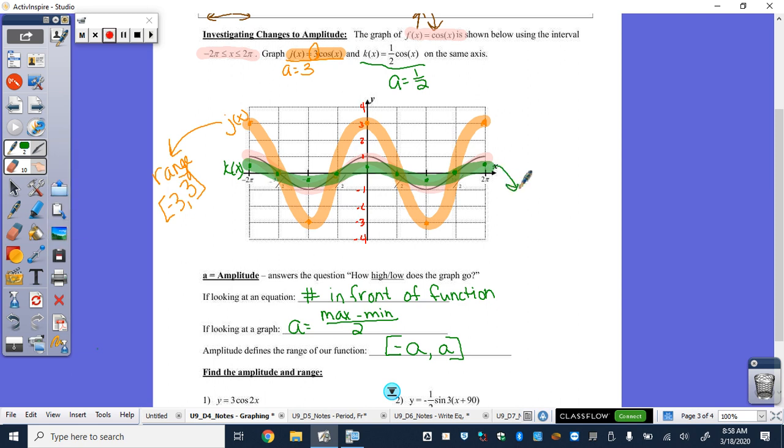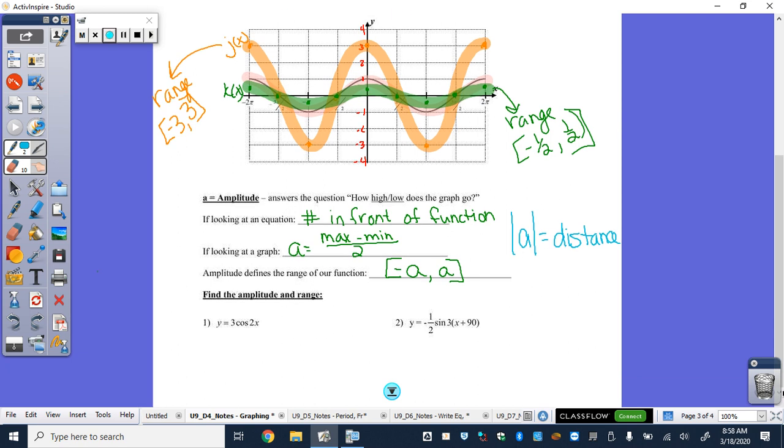My k of x graph here, that range would be negative 1/2 to positive 1/2. So whatever that amplitude is, that's negative amplitude to positive amplitude. And now whenever they are asking you about amplitude, you're always going to use the absolute value of it. That's your distance. And again, we'll talk about that a little bit more, but amplitude is always the absolute value of that, because sometimes it will be negative, which just means you have a reflection in there.